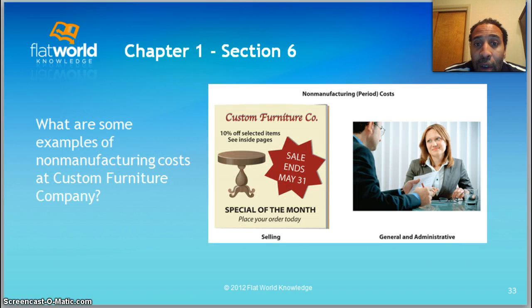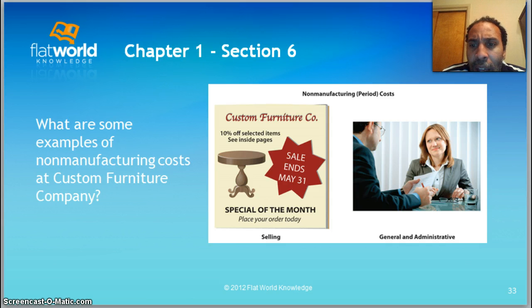So here's a little diagram. Custom furniture company, 10% off selected items, see inside pages. Sale ends May 31st, special of the month, place your order here, right? So selling, that would be on the marketing side, right? Also, sales would obviously be on the selling side. So marketing, sales, things of that nature.